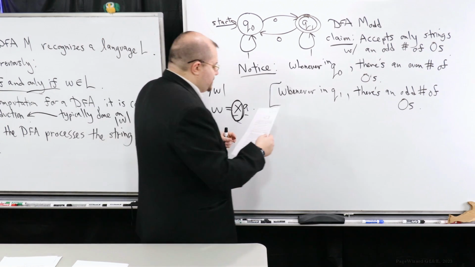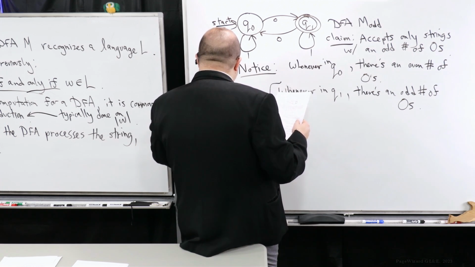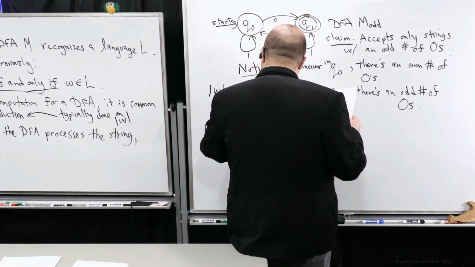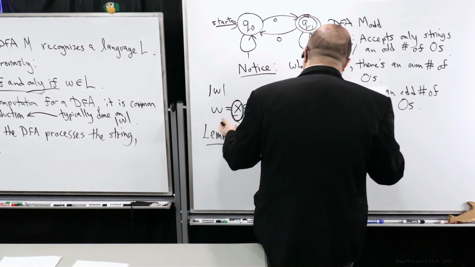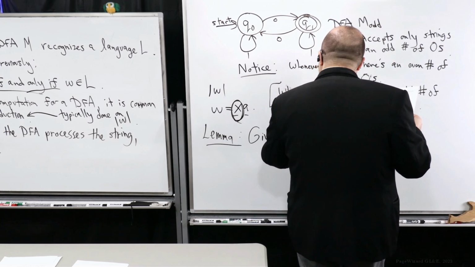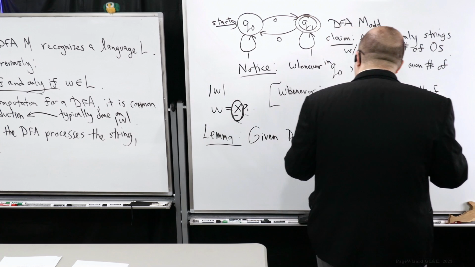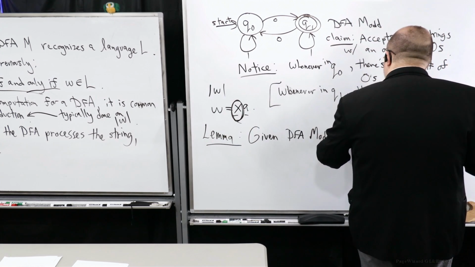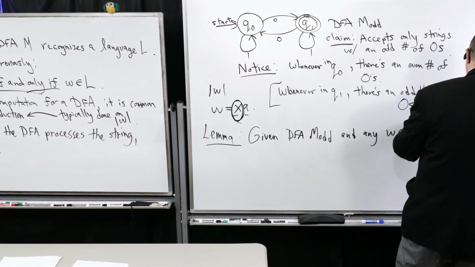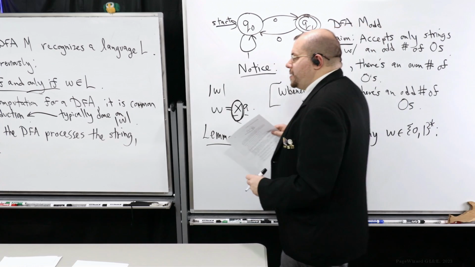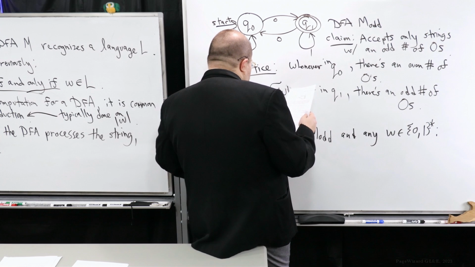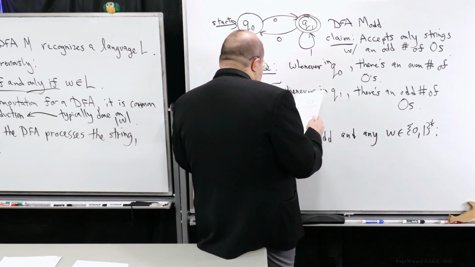So here's the claim. If I prove this, the correctness of the DFA will not be very hard to prove. So this is a lemma. I'm going to use this to help me prove the correctness of DFA M-odd. Given DFA M-odd and any binary string, I'm going to use the extended transition function to help me here. So the first thing I'm saying is that delta hat of Q0 and W.